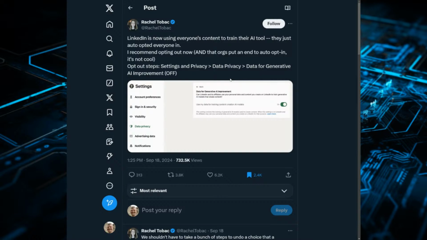So a lot of folks have been sharing their instructions on exactly how to turn this off. And if you're on LinkedIn, go to your settings, data privacy, and you'll find that data for generative AI improvement. And you can toggle that on or off.